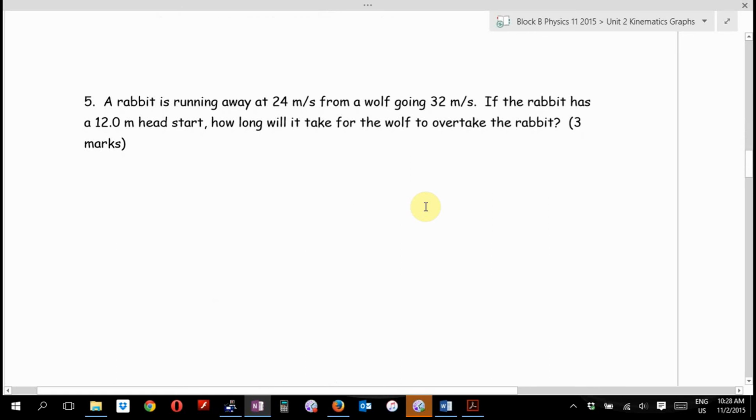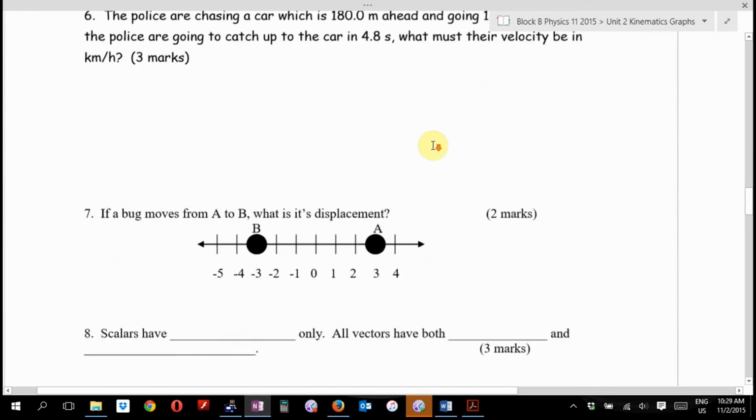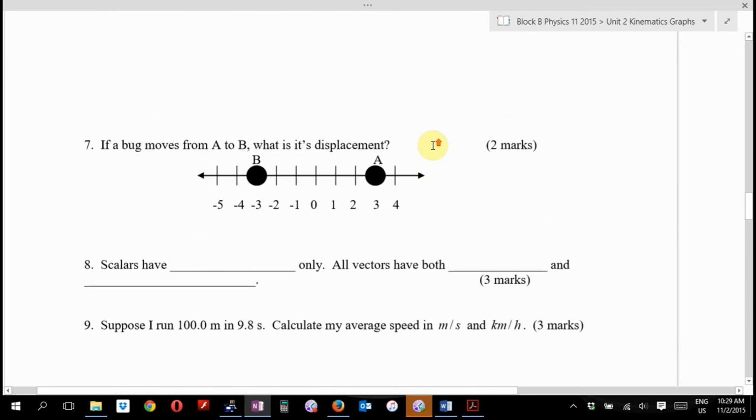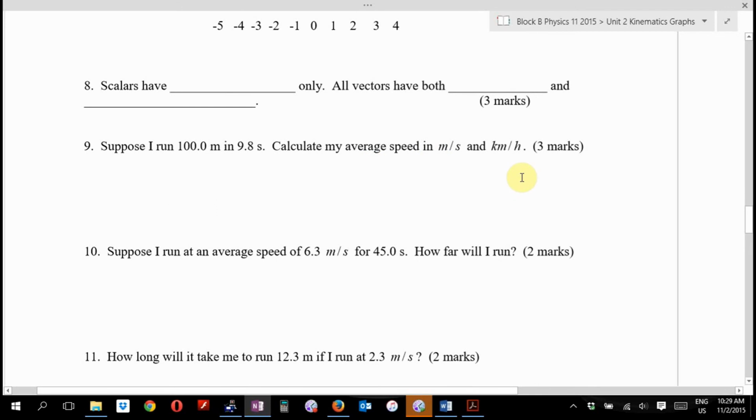Number 5. Let's see. I see two objects in number 5, a rabbit and a wolf. I see them traveling at different speeds. Probably a job for relative velocity. Number 6. I like number 6. Is that going to be on the test? Did you hear me say that? Or you're the kind of student that tends to notice certain things? Okay. 7 and 8, kind of conceptual stuff. Number 9, find an average speed, meters per second and kilometers per hour. So do a little conversion.